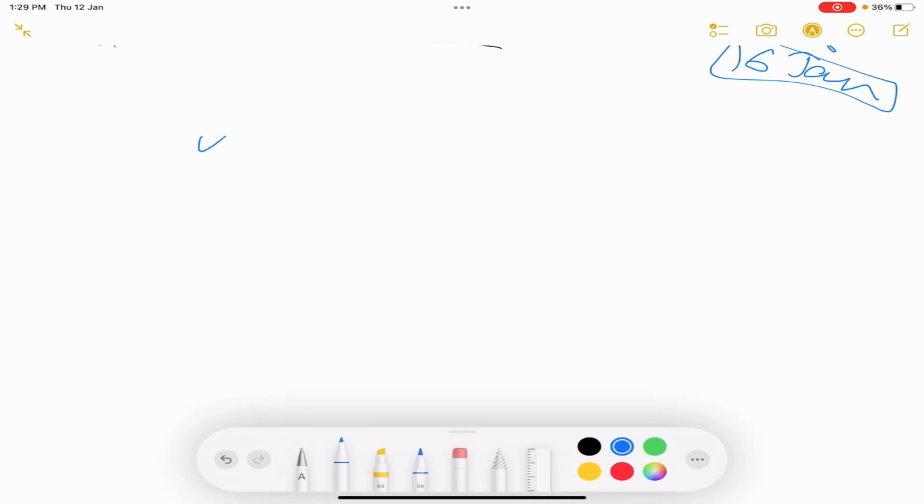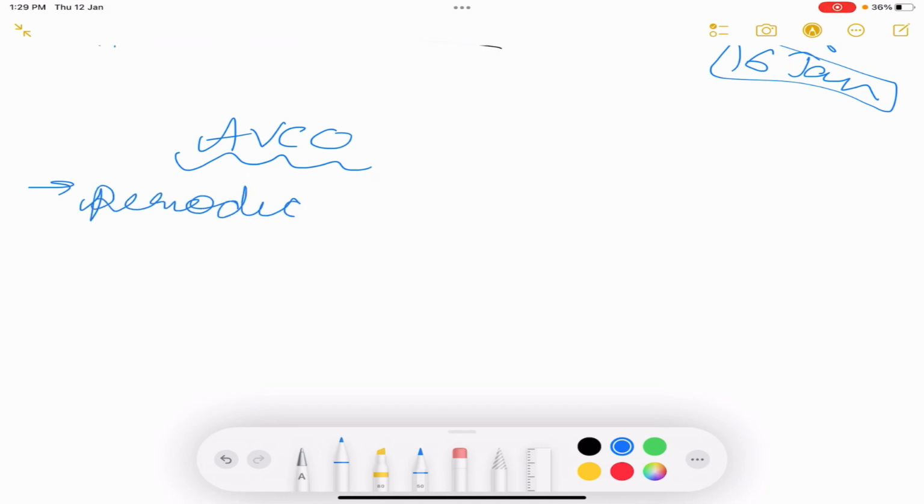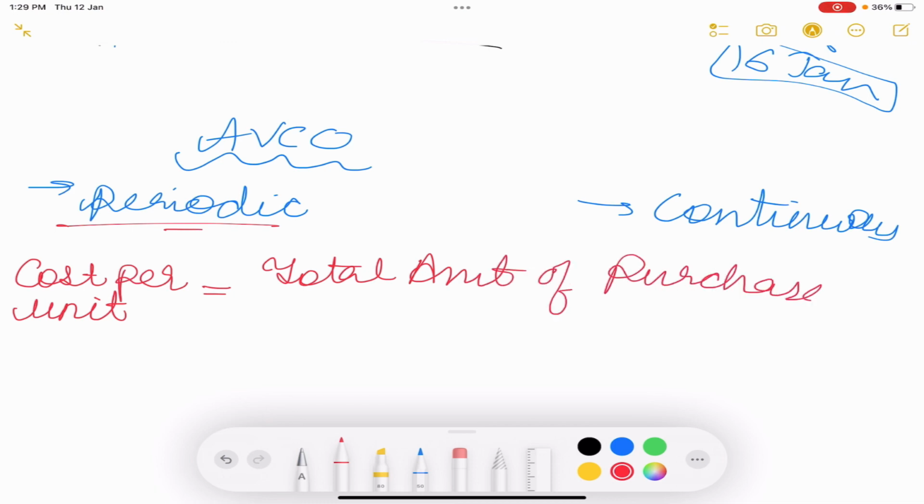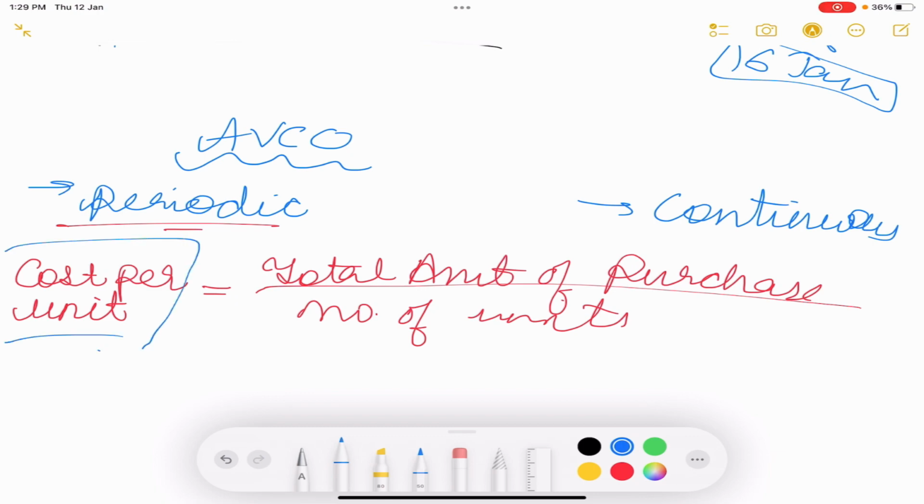After that we had something which was the average costing method, which had two types. One was the periodic and the other was the continuous, right? And in periodic, you remember that we had one particular formula which was cost per unit. So we had cost per unit, which was total amount of purchases upon number of units. So this would give me the cost per unit. This was the formula which we used to use in periodic, if you can recall that.